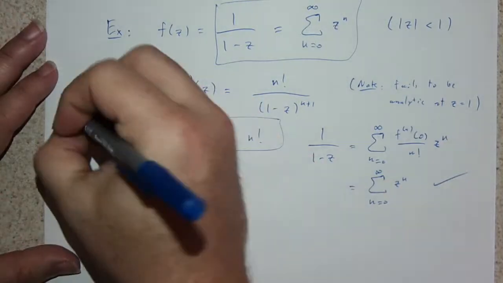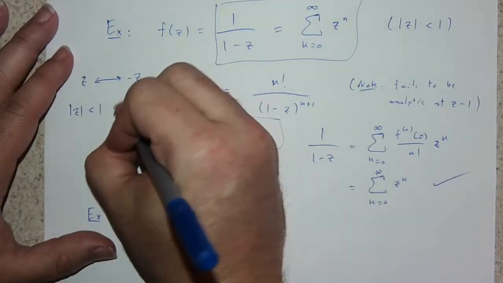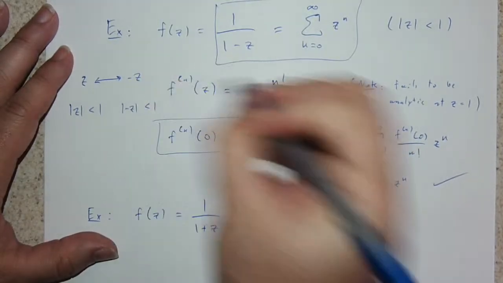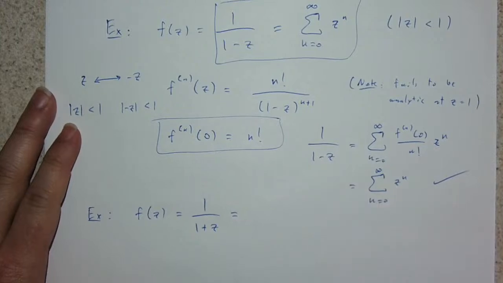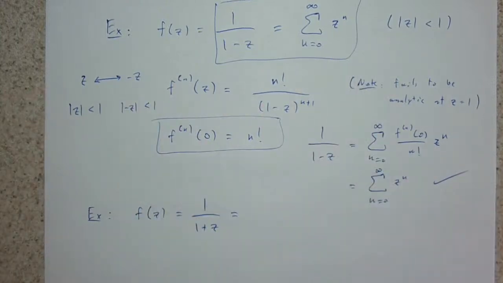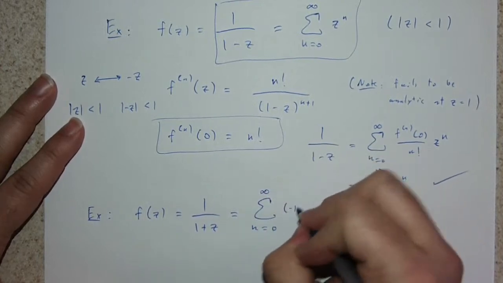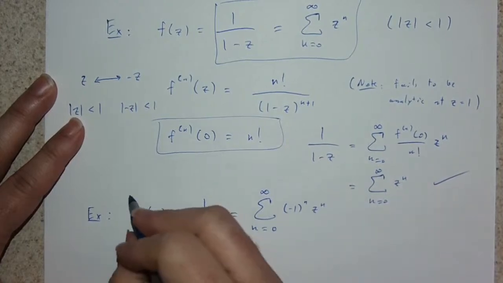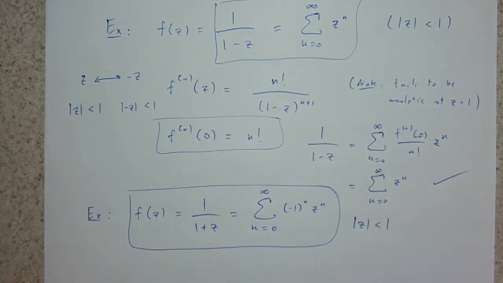Well, what do I get? If the modulus of z is strictly less than 1, then what do I get for the modulus of minus z? That's also strictly less than 1. So this condition still holds. And so I can just swap in minus z here, which means that I get the sum from n equals 0 to infinity of minus 1 to the n, z to the n. And of course this is valid for z in the open unit disk as before.